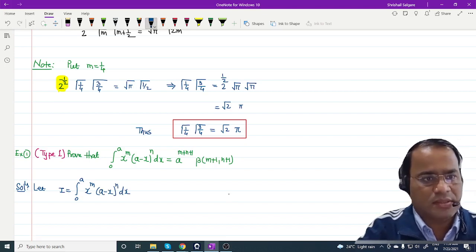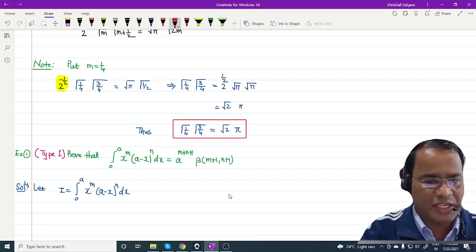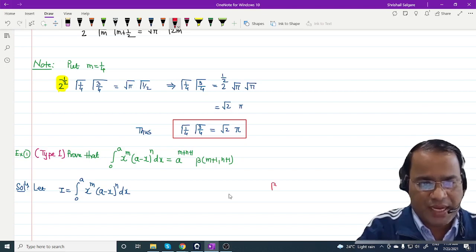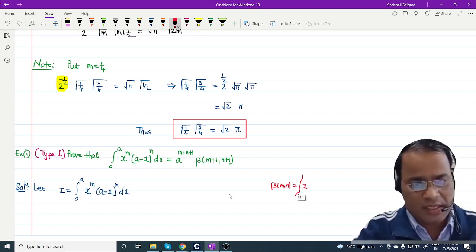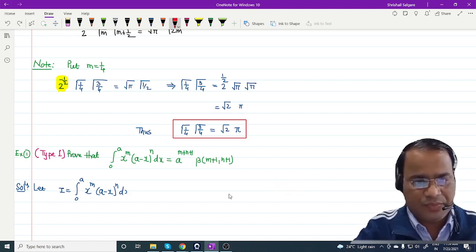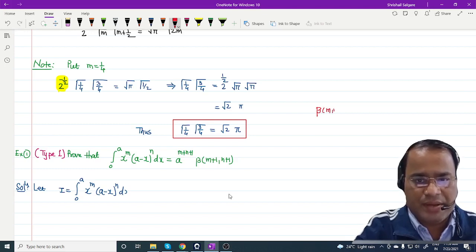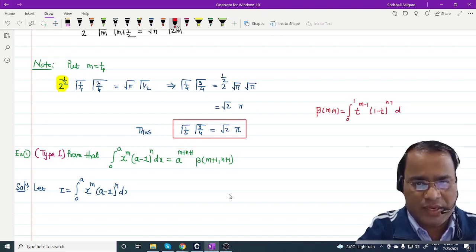Now side by side I will write a definition in terms of t. So beta of m, n is given by, you should remember this, integral 0 to 1 t raised to m minus 1 into (1 minus t) raised to n minus 1 dt.